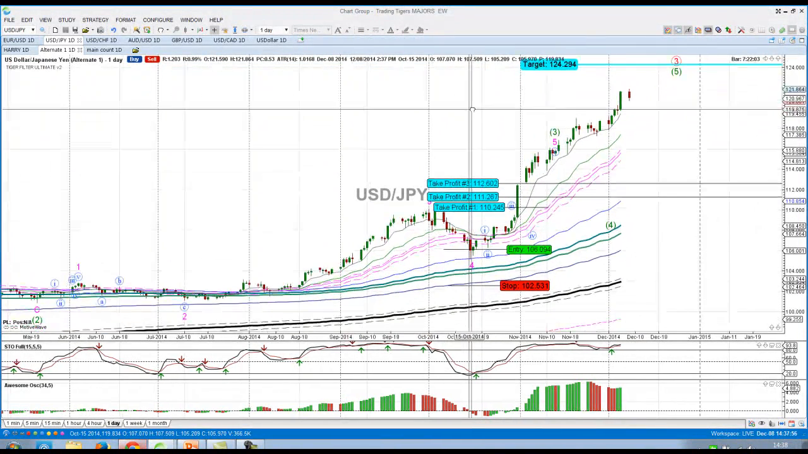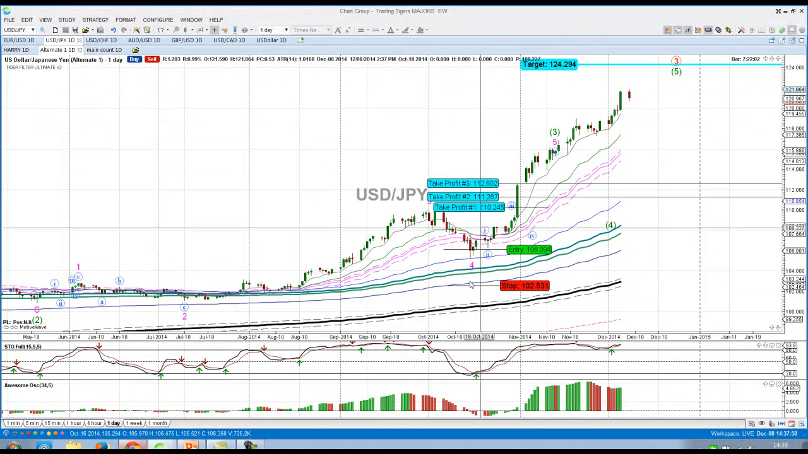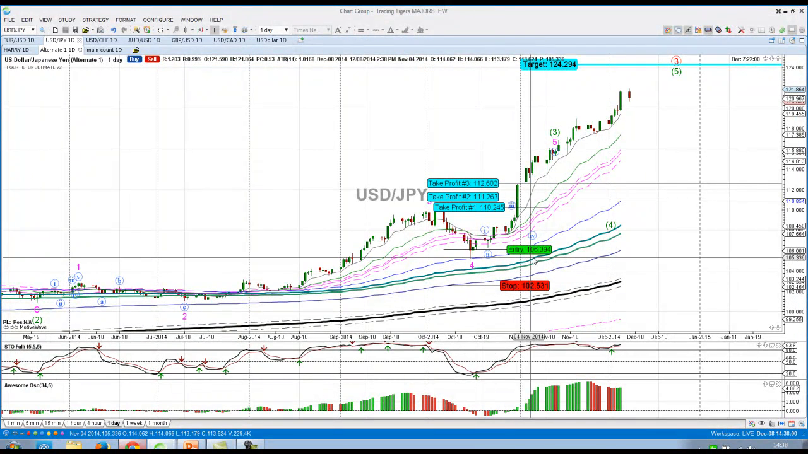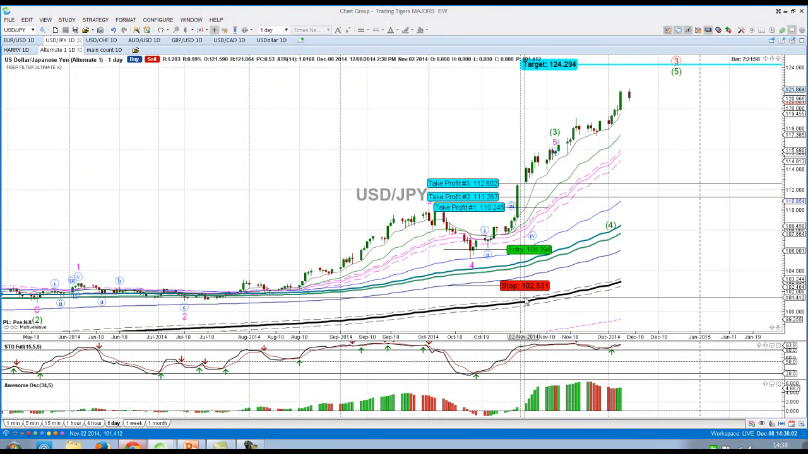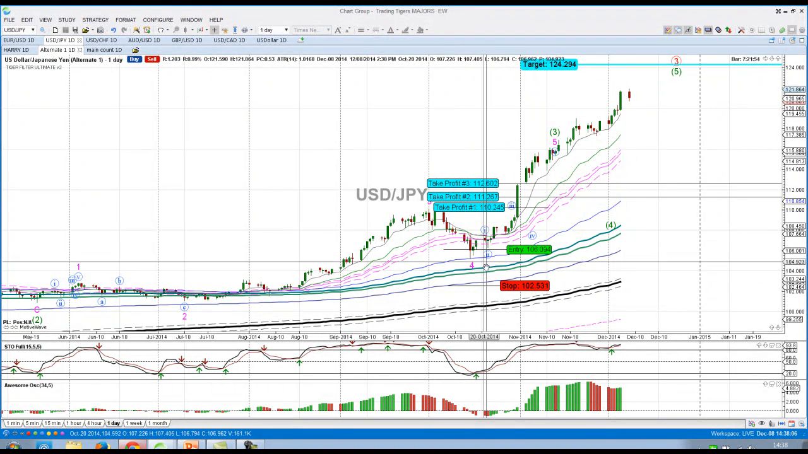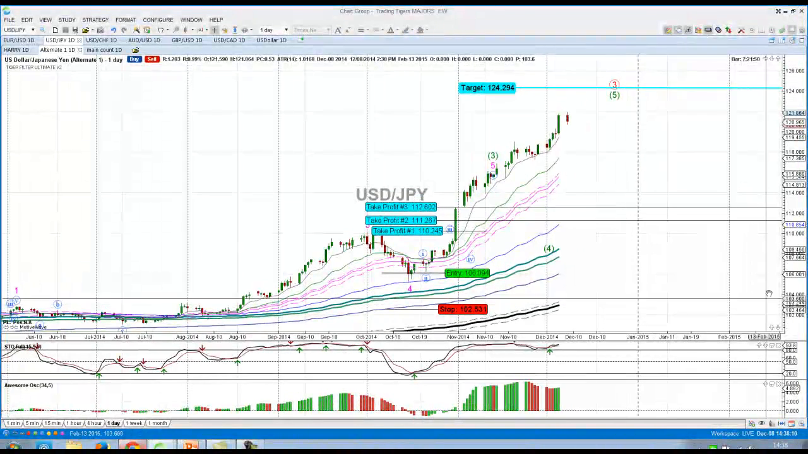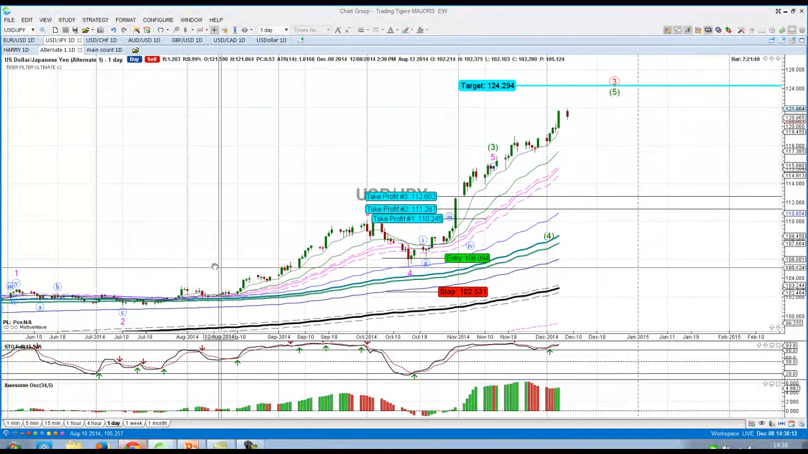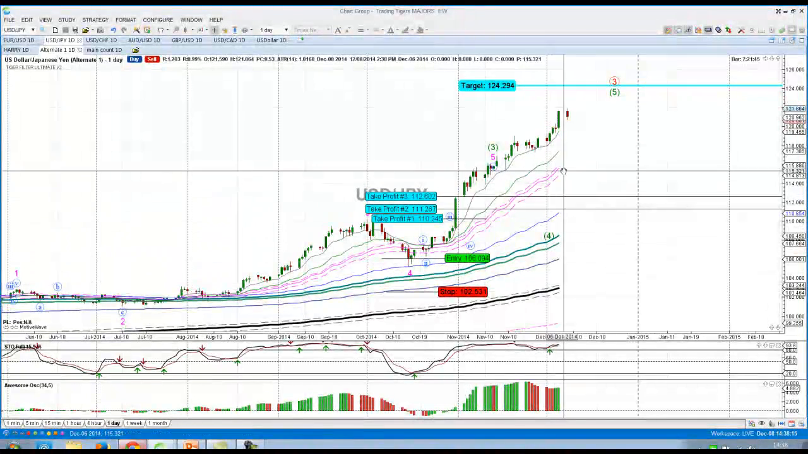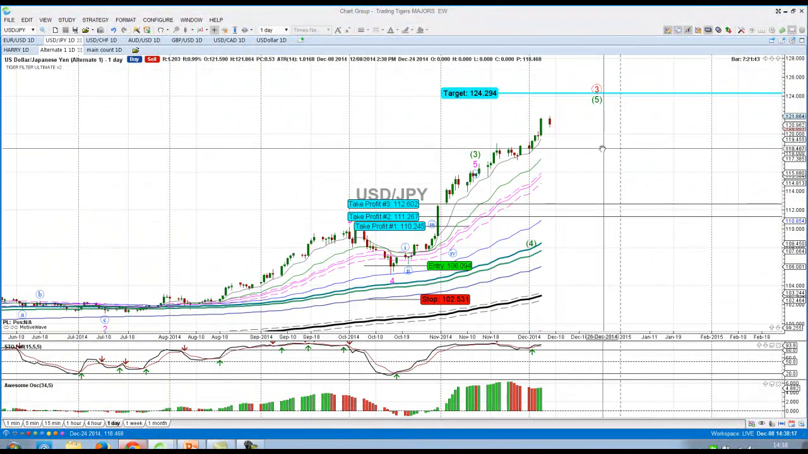124.294. Please note the other targets have all been hit successfully. We had an entry at 106.94 with a stop level of 102.531, and as you can see, as we entered, price didn't come up at all. So what I'll be doing now, I'll be looking to be able to move our stop up to keep the necessary profits.